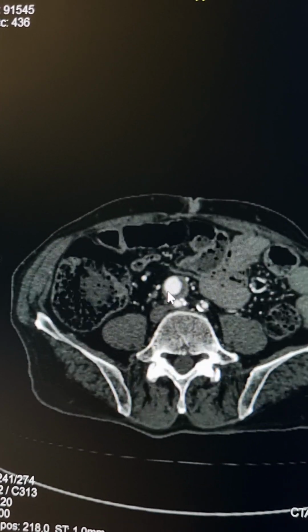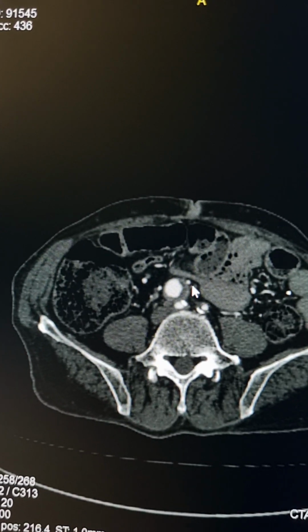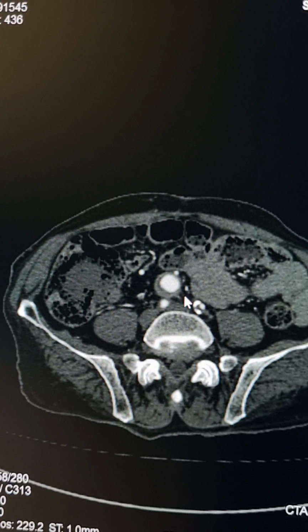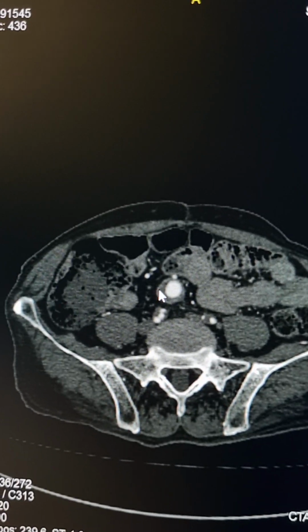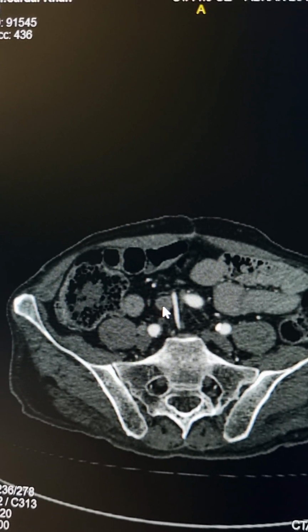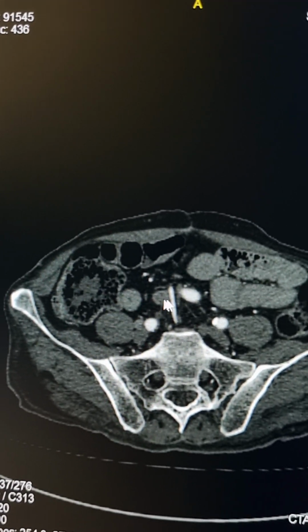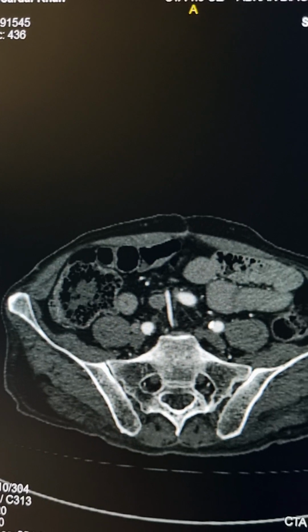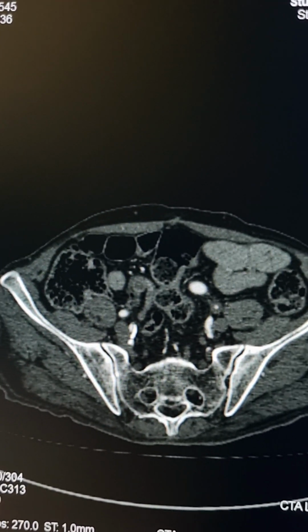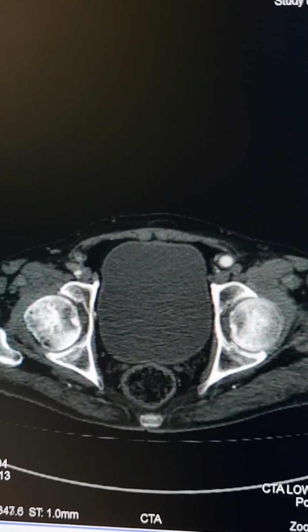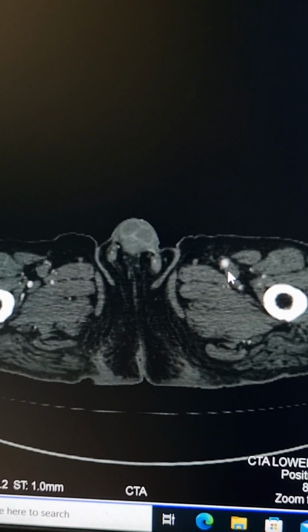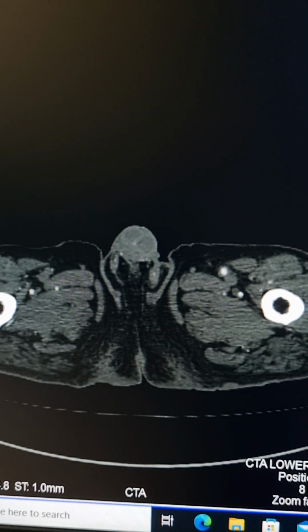We come down. This is also partly thrombosed. This area is thrombosed. This is patent. We come down. This area is thrombosed. This is patent. Now it divides into two. This is completely thrombosed. The left branch is patent. If we trace it down, it joins the left superficial femoral artery here.